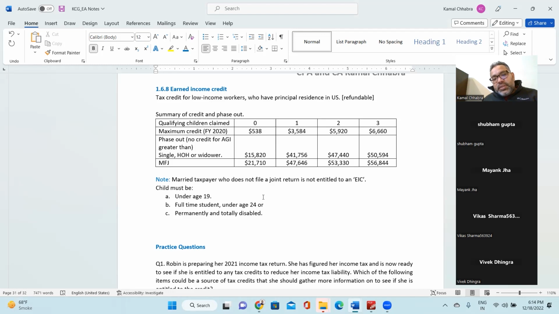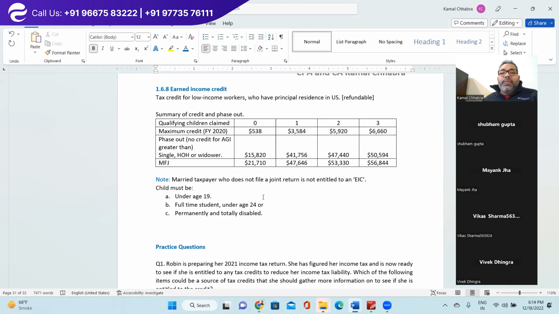And this also phases out if your income is more than $15,820, $41,756, $47,450, $50,594. If your income is more than this, then there is no benefit. And for married filing jointly, there is additional benefit for the phase out, which is $21,710 if there is no kid, $47,646 if there is 1 kid, $53,330 if there are 2 kids, and 3 or more kids, then $56,884.